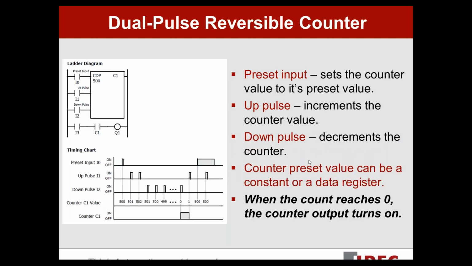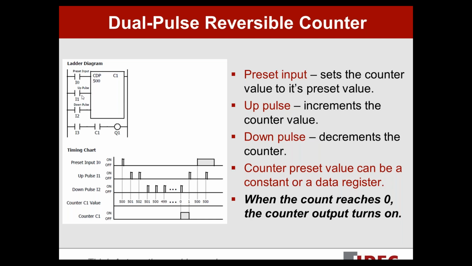The next one is the dual pulse reversible. And you can see here, we've got 3 inputs now. Okay. This top input to the counter is a preset input. What that does is whenever this input turns on, the current value of the counter will be set to its preset value. In this example, we've got a preset value of 500. So when input 0 turns on, the counter will have a value of 500.